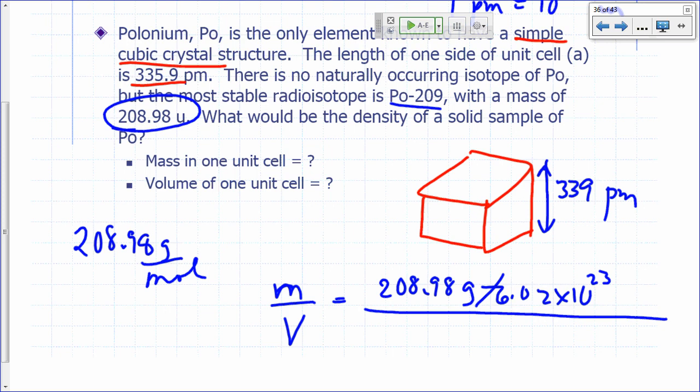Divided by the volume that would be effectively occupied by one atom. What volume accounts for the presence of one atom? The volume of the cube. What's the volume of a cube? 339 cubed in this case, so A cubed, right? The side is A, so it's A cubed, so 339 times 10 to the negative 12 meters, cubed. And how much would that be? What's our density?